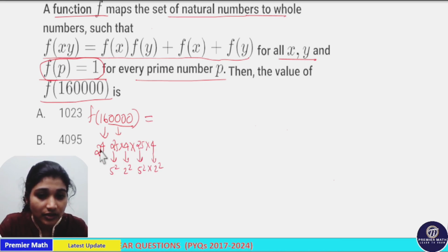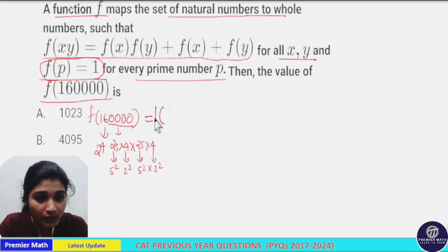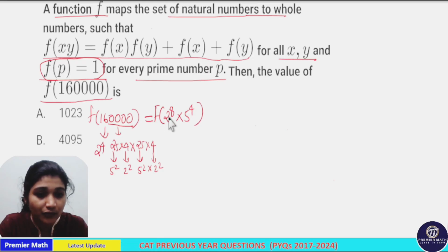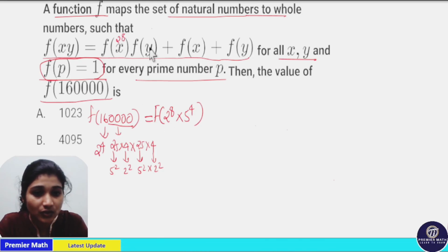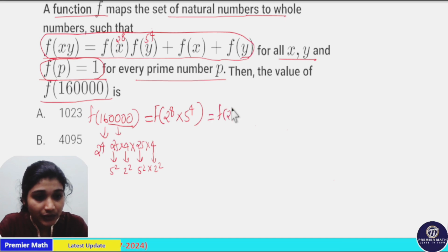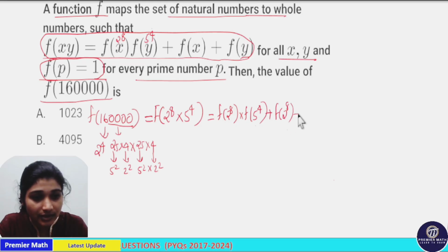Now here there are a total of 4 plus 2 plus 2, which is 8, twos. So f of 2 raised to 8, 2 repeated 8 times and 5 repeated 4 times. Now this is in terms of f of xy, where x is equal to 2 raised to 8 and y is equal to 5 raised to 4. So apply this formula. That is f of 2 raised to 8 into f of 5 raised to 4, plus f of 2 raised to 8 plus f of 5 raised to 4.